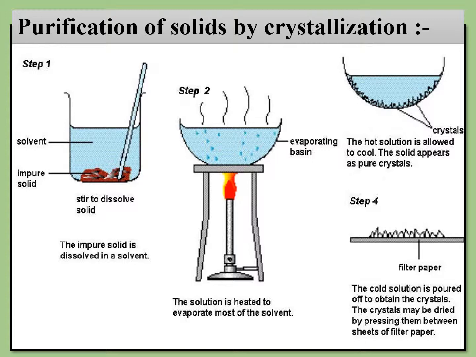Purification of solids by crystallization. First, the impure solid is dissolved in a solvent, then it is stirred. Once the impure solid is dissolved, it is heated so that most of the solvent evaporates, and then crystals form when the hot solution is allowed to cool. Then the cold solution is poured off on a filter paper to obtain the crystals. The crystals may be dried by pressing them between sheets of filter paper.